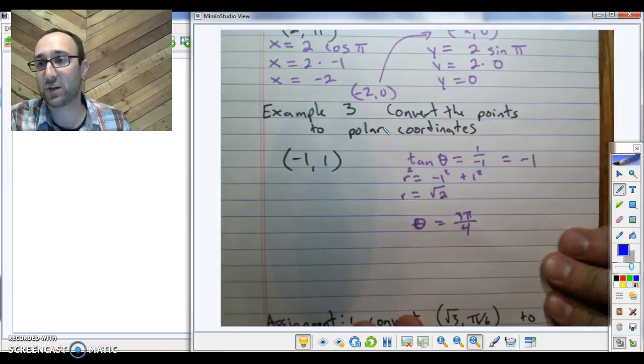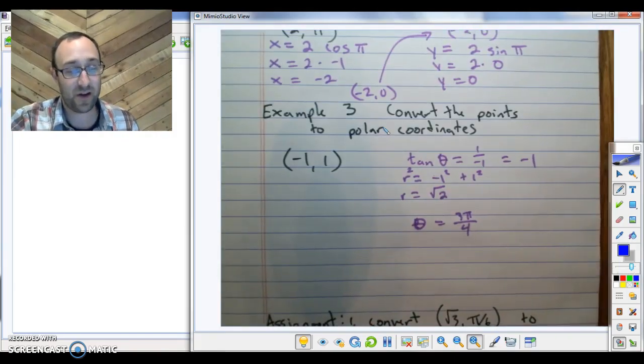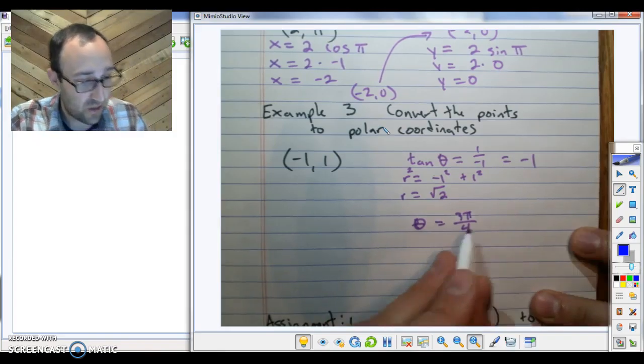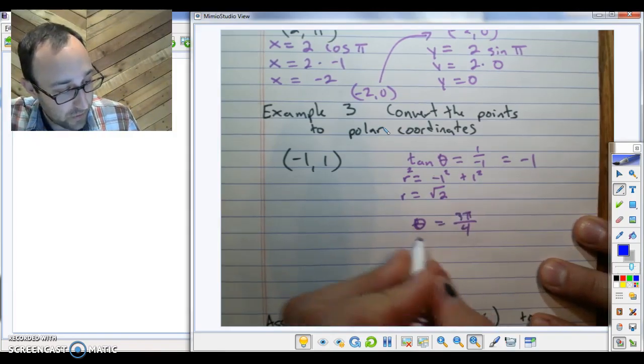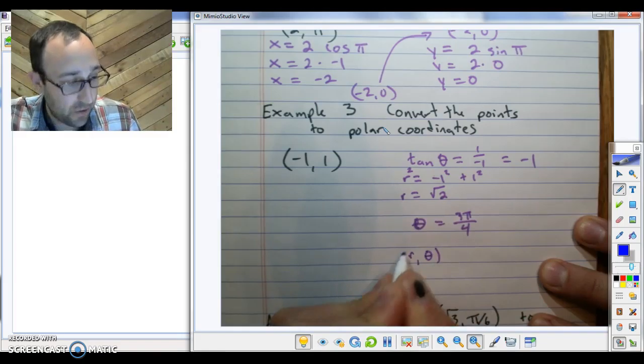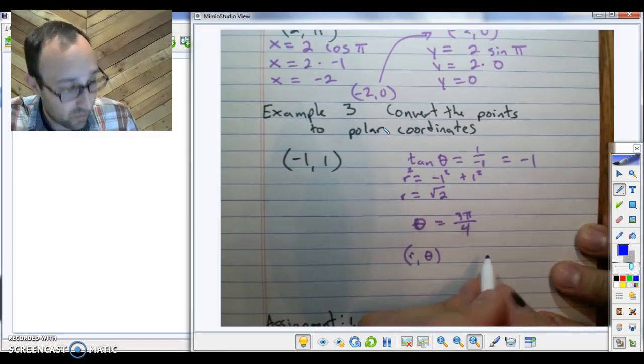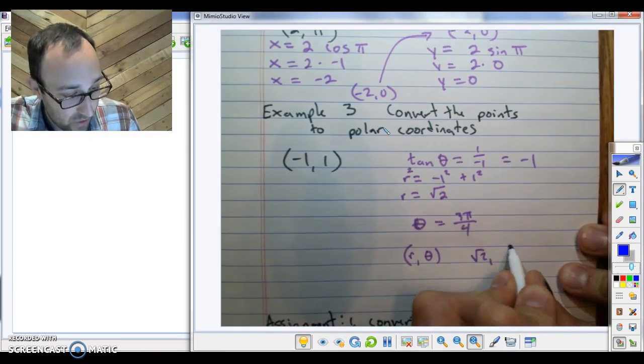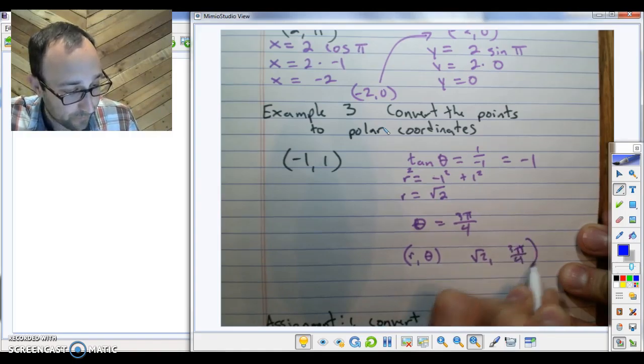If you don't believe me, you can look it up. You can use your calculator. You can pause. You can find that out. Very good. So then we could say this point would be, and it's r comma theta, is how you write the point in polar form. So it would be square root of 2 comma 3 pi over 4.